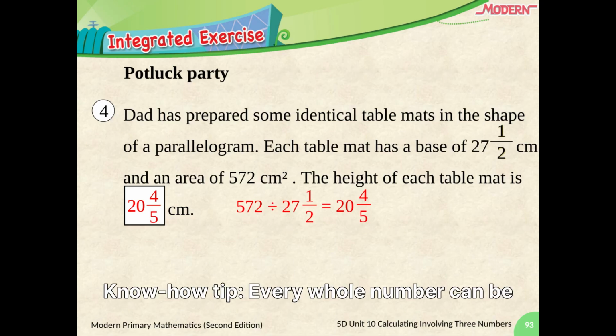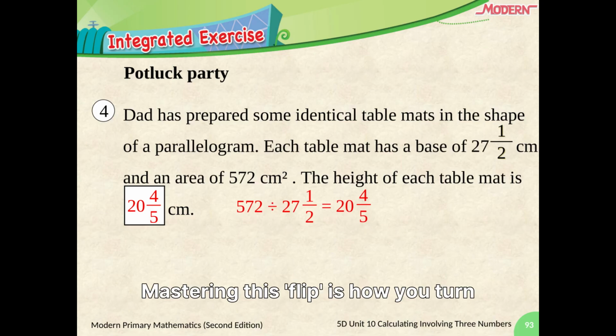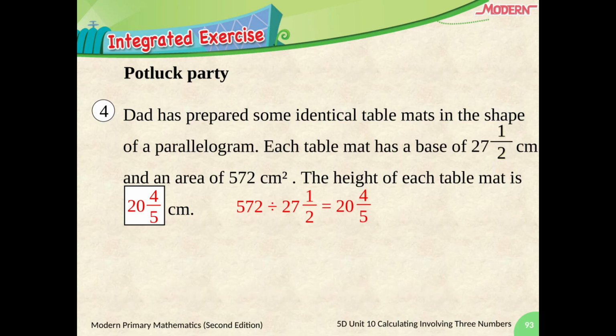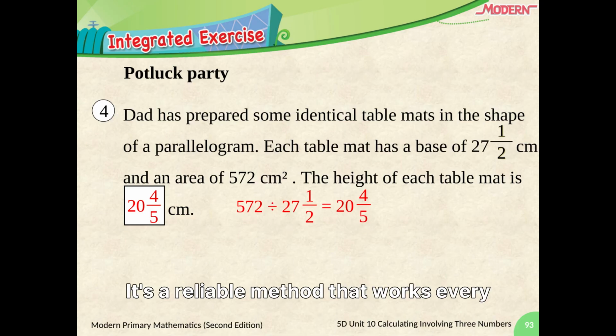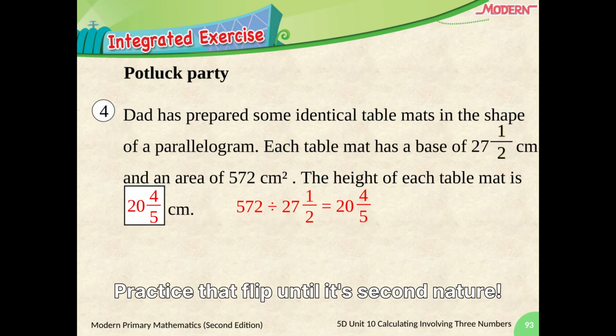Know-how tip. Every whole number can be thought of as a fraction over 1. So 3 is 3 over 1. Flipping it to 1 over 3 is the natural next step. Mastering this flip is how you turn division into easy multiplication. It's a reliable method that works every time, whether you're dealing with cake, juice, or distance. Practice that flip until it's second nature.